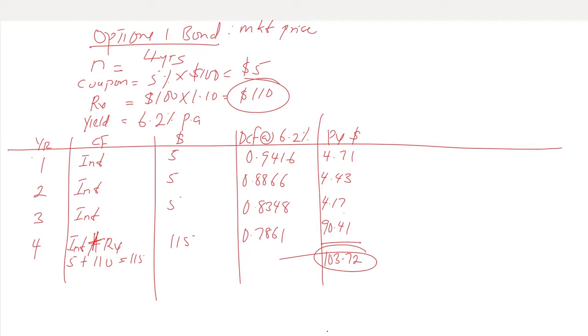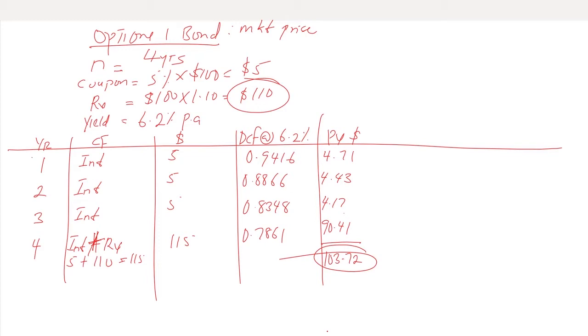So how many things am I looking for? 4 things. Whenever I'm doing market price, I'm looking for 4 things. The coupon, the number of years, the redemption value, and the yield. You're given these. Okay. So the examiner also says how many bonds can they buy?